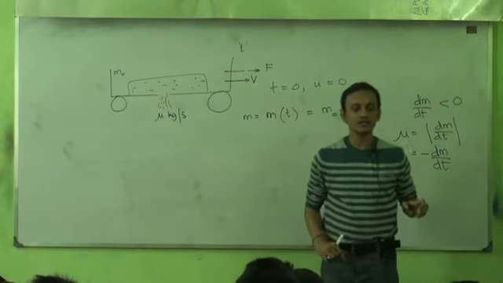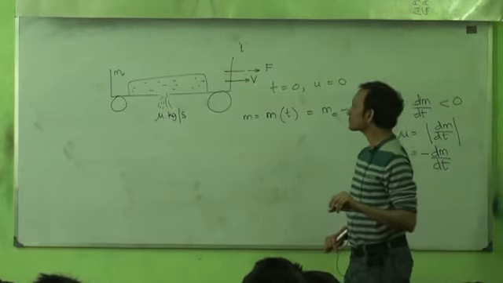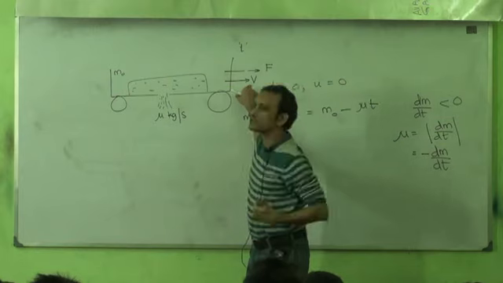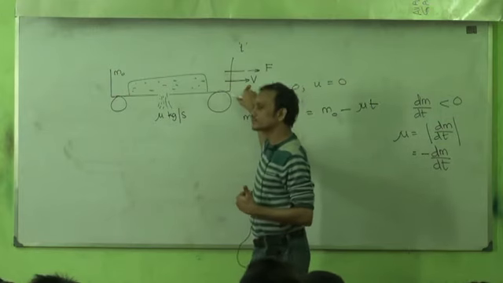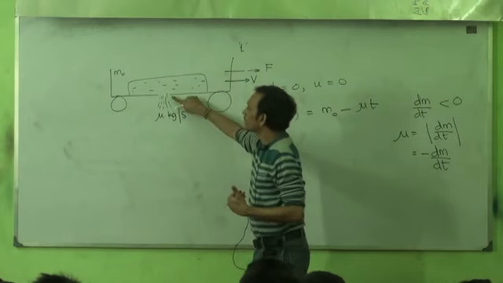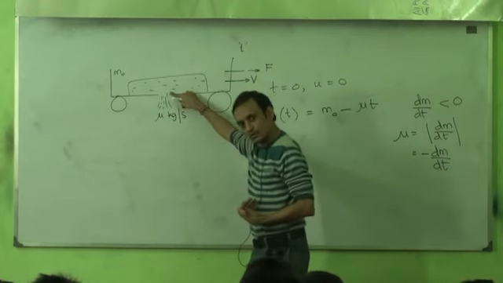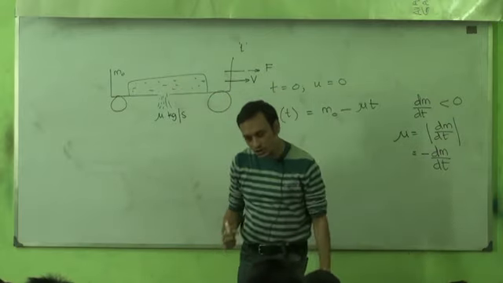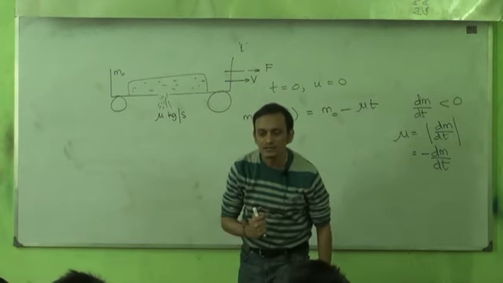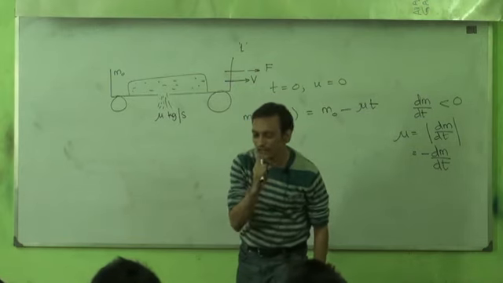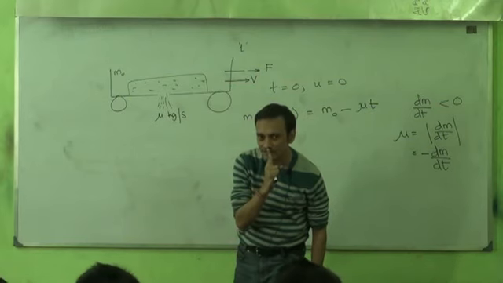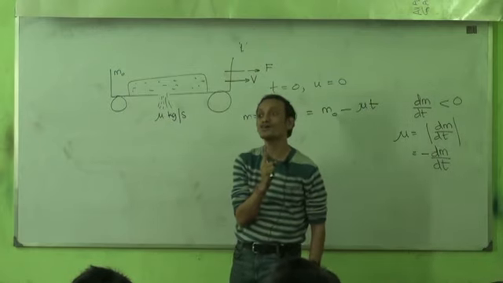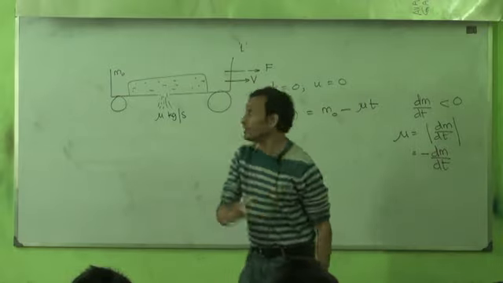Now answer this question of mine. Let's say at a certain instant the velocity of the trolley is v. At that instant, there would be mass being expelled from this orifice. What would be the absolute horizontal velocity of the expelled mass? It's going to be v only, rightwards.